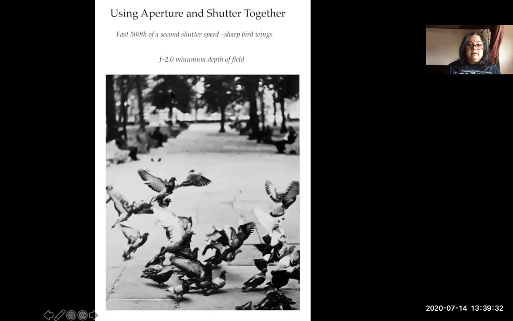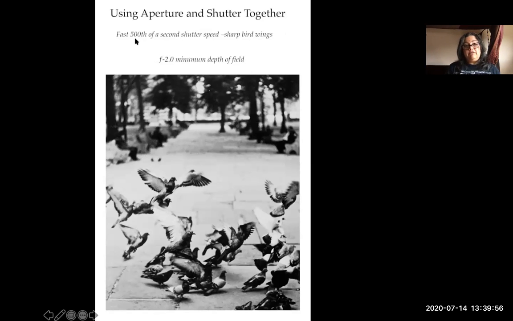Then finally, okay, sorry. Anyway, finally, f2, the largest aperture that this lens can open up to, has given us really pretty shallow depth of field. So only the foreground is actually pretty sharp, and the background falls off pretty quickly.